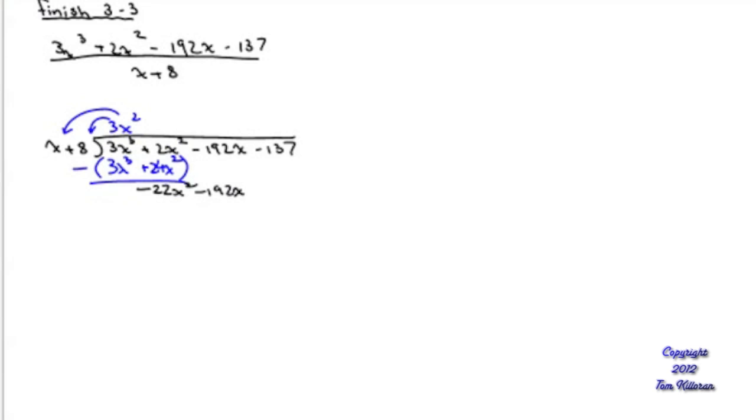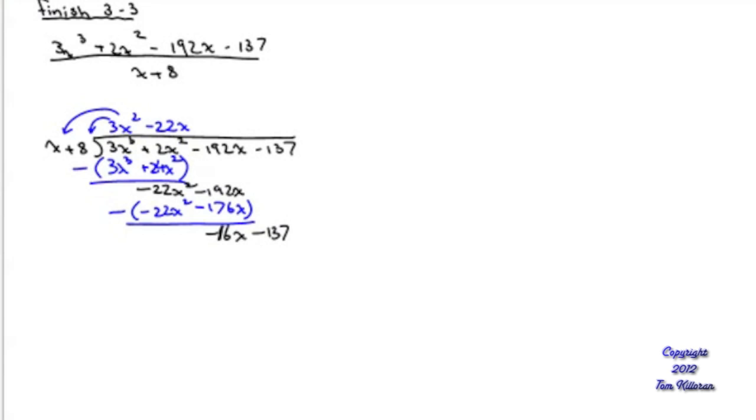What times x gives you negative 22x squared? Negative 22x. Distribute it out, you get your negative 22x squared, and negative 176x. Subtract this away, or change all their signs. So that becomes a positive 176x. And negative 192 plus 176 is negative 16x. And then bring down the negative 137.